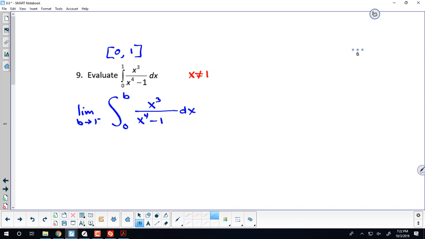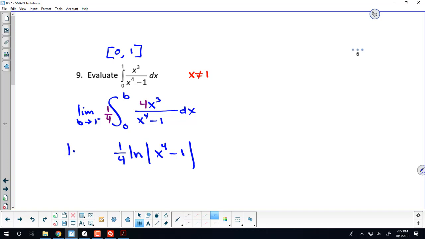And then this function is in log form, but if we had a 4 up here and a 1/4 here, that's in logarithmic form. We've got 1/4 natural log absolute value of x to the 4th minus 1. So if it were x to the 4th plus 1, we could drop the absolute value, but it's x to the 4th minus 1. Sometimes it's positive, sometimes it's negative.